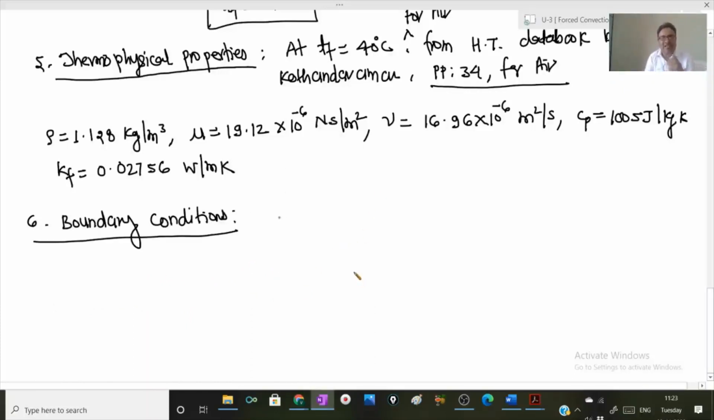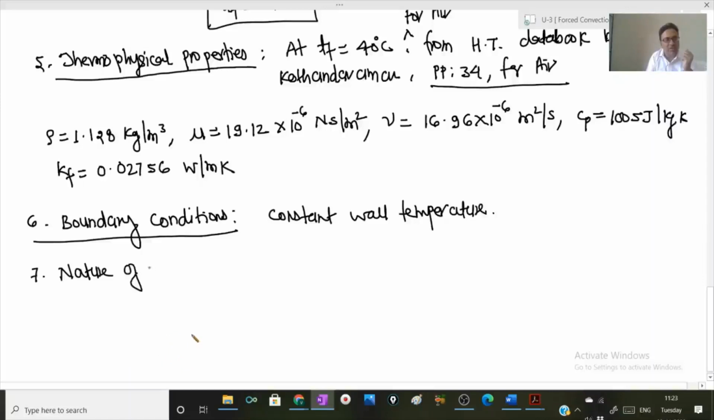Since the temperature of the truck surface is clearly given, the boundary condition is constant wall temperature. Then the nature of flow, that is whether the flow of air flowing over the truck body is laminar or turbulent. So I will be calculating Re suffix L.